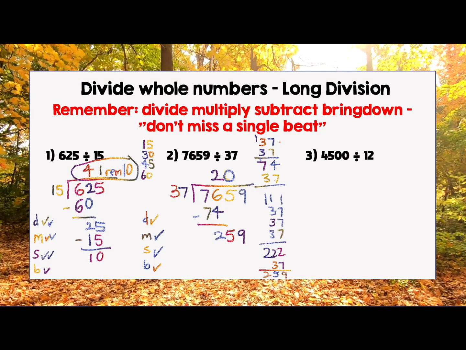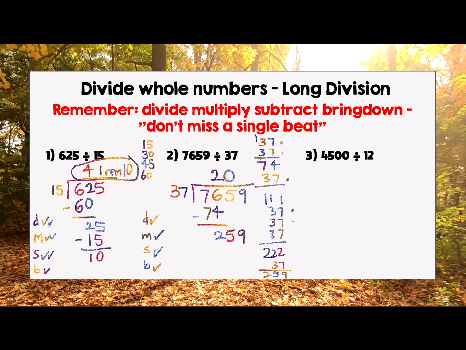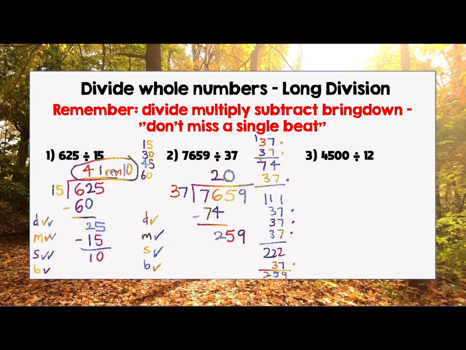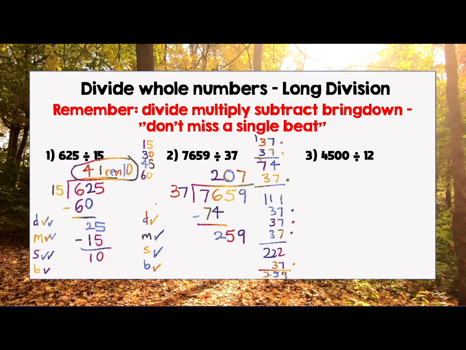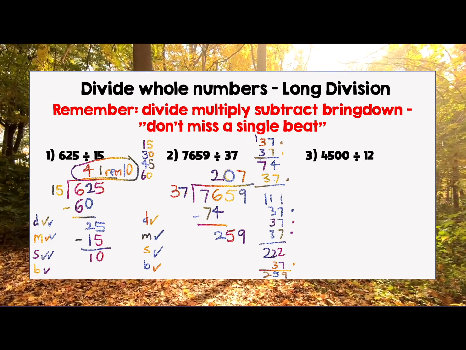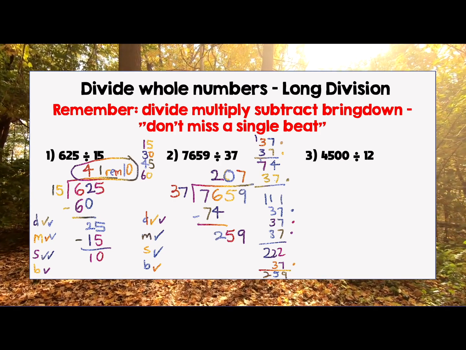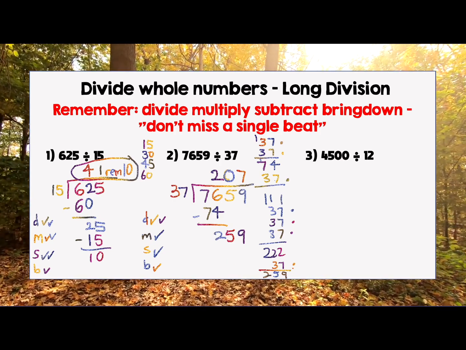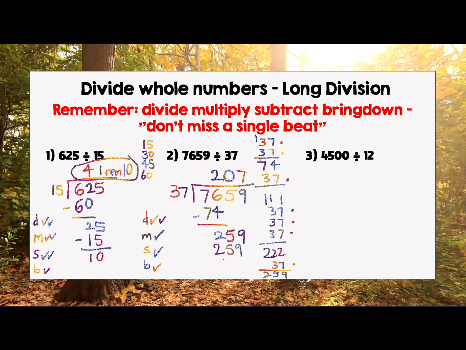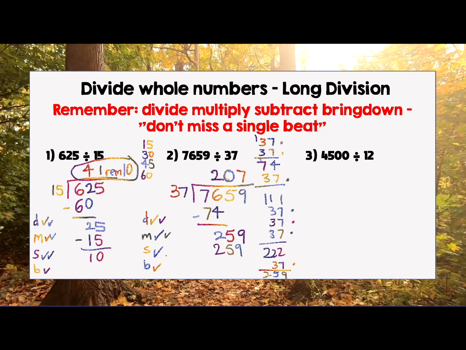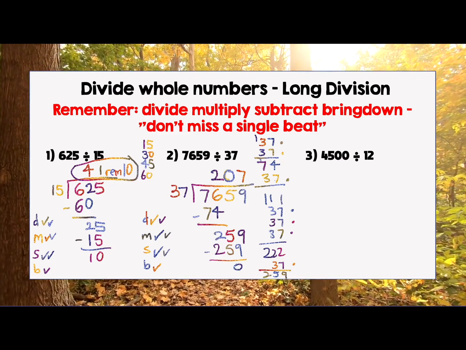So how many are there? 1, 2, 3, 4, 5, 6, 7. So that is our answer. There are 7 37s in 259. So we've done that. Now we have to multiply that out. 37 times 7, which we know exactly is 259. And then we subtract. So we take that away, and we get that we have no remainder.